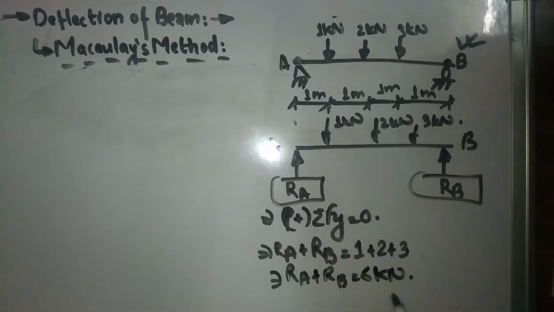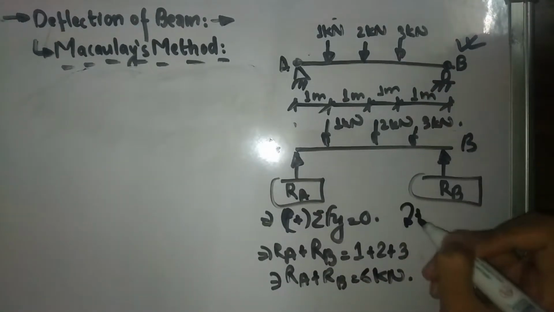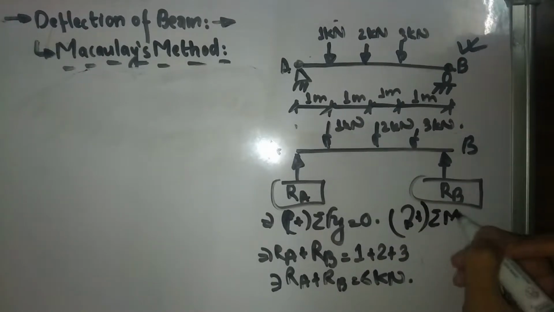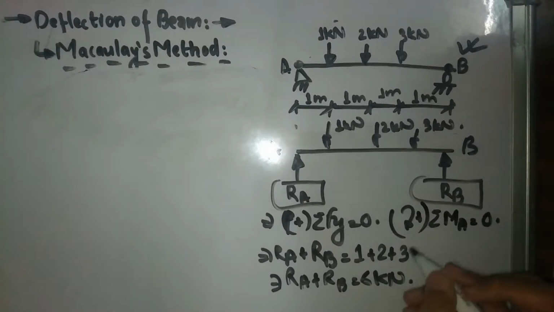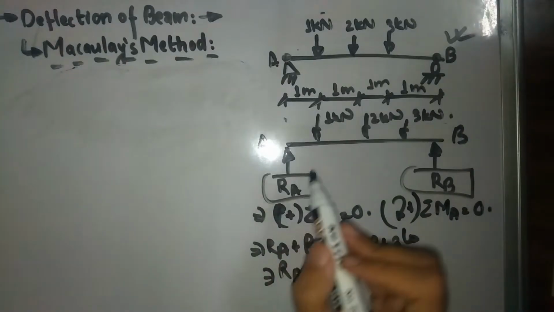What we're going to do next is calculate moment. Right now we're going to calculate moment about A, and we're going to take clockwise moment as positive. So taking moment about A, let me move on from here.